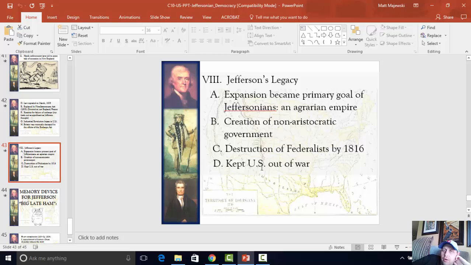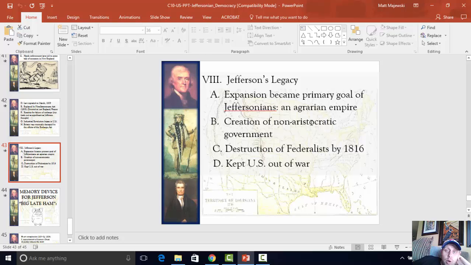and that's why we fall into that panic, that depression. Now, Jefferson's legacy, 2 terms as president. Expansion. We expand mightily. We do start to create that agrarian empire with all of those farming states that we create as a result of the Louisiana Purchase. We do create a government that more caters to the needs of the people. We reduce a lot of those aristocratic traditions. We're going to drop property requirements so more people are allowed to vote.